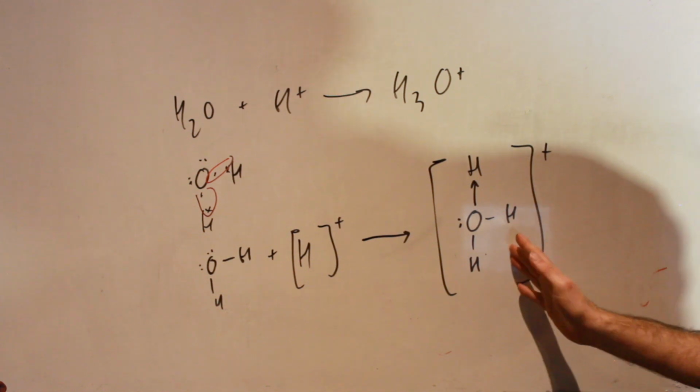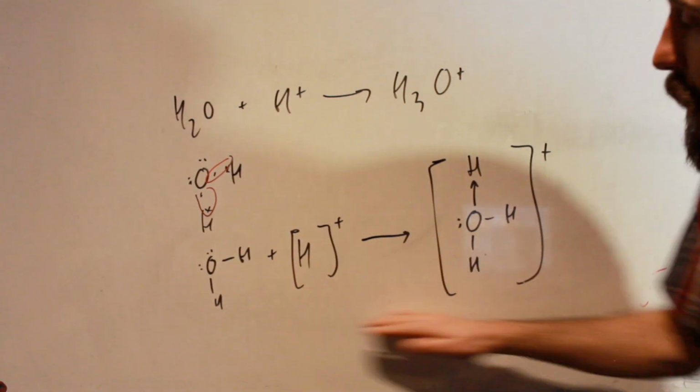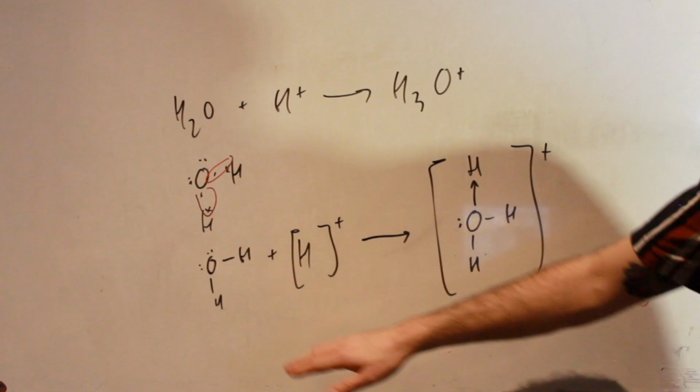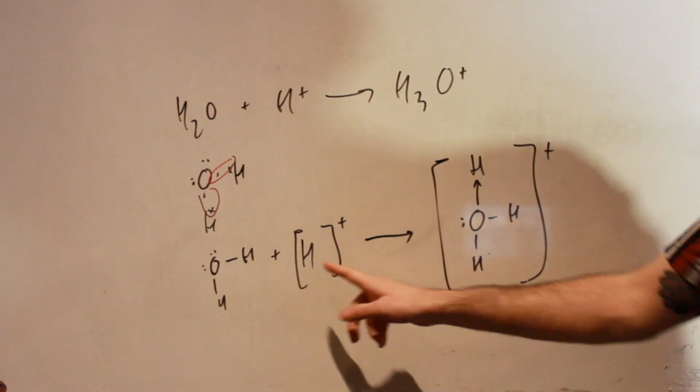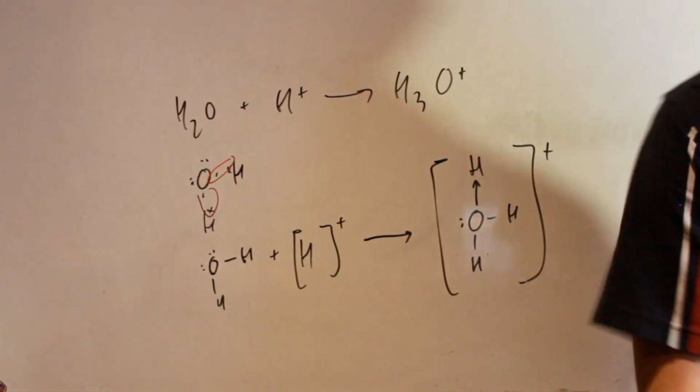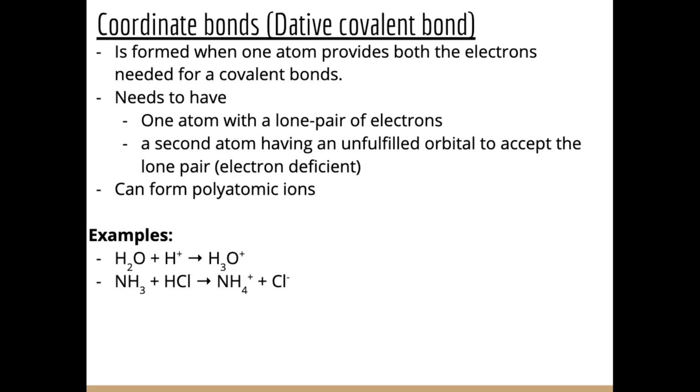You can also think in terms of conservation of charge. Conservation of mass we've discussed. Conservation of charge is the same thing. If you started with a charge on this side, you need to have the same charge on that side. So we've got a +1 over here, we've got a +1 over there. Let's look at another example, the formation of an ammonium ion, NH4+.